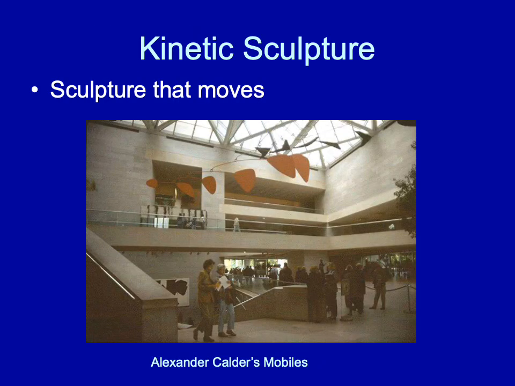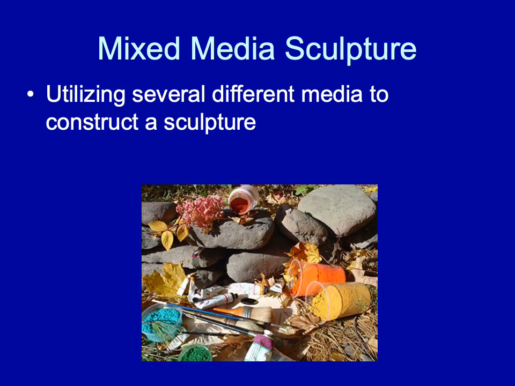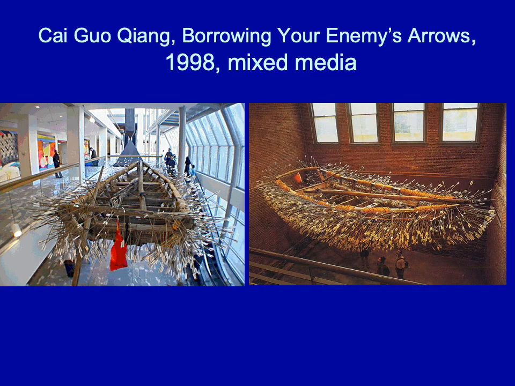Now, kinetic sculpture, we've talked about kinetic art before. Kinetic sculptures are just sculptures that move, and we've talked about artists like Alexander Calder that made these movable sculptures. Mixed media sculptures, just like mixed media 2D art, would include combining several materials together. And these are a few artists here that combine different materials together to create a unique piece of art.